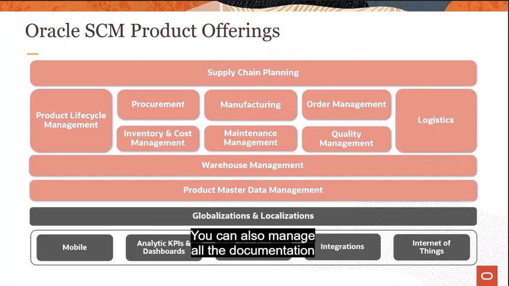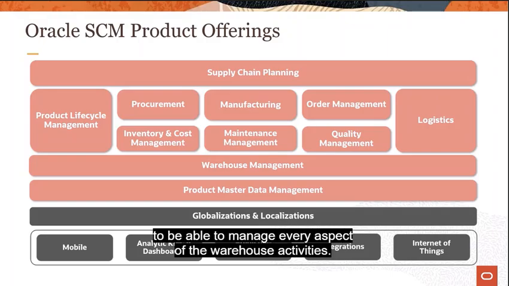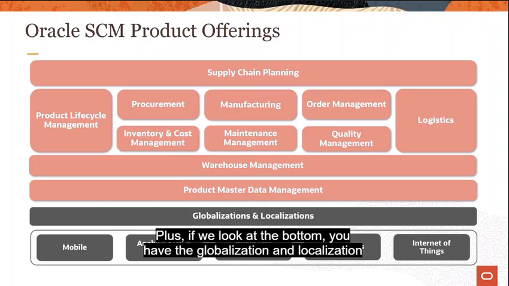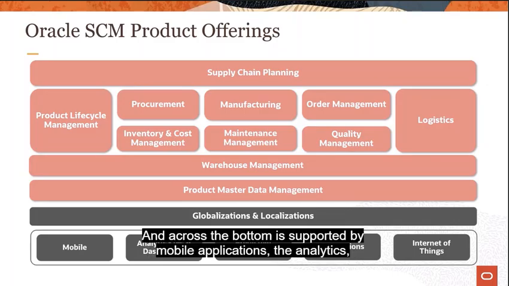Supporting that is warehouse management, or WMS for short. And if you have the WMS software enabled, that extends the functionality of the inventory module to be able to manage every aspect of the warehouse activities. Plus, if we look at the bottom, you have the globalization and localization that allows you to manage your business across multiple time zones, and the software will recognize that. And across the bottom is supported by mobile applications, the analytics, predictive analytics integrations, and the Internet of Things.